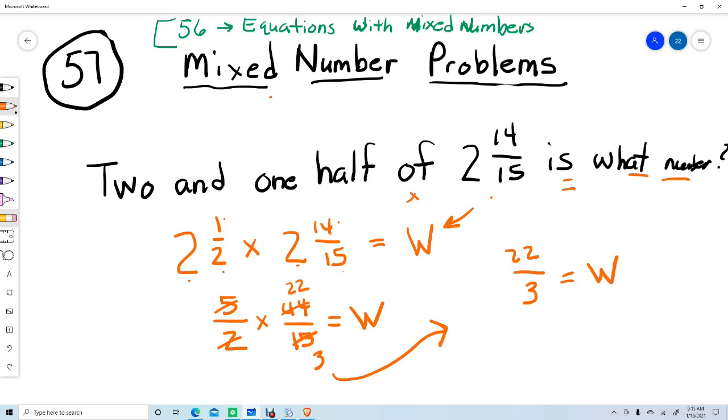If I were to simplify that all the way and convert this back to a mixed number, 3 goes into 22 7 times with 1 left over, and that's how you convert an improper fraction back to a mixed number. That's pretty much what they usually ask for. If you leave it as an improper fraction, that's okay. But if you want to get a little practice, go ahead and make it back into a mixed number.